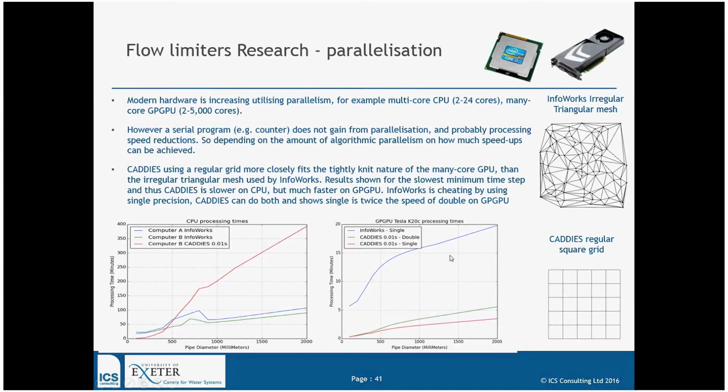Where if we go onto the GPU, we're actually using the same slowest time step much quicker than InfoWorks. This is because we're using a regular mesh, which is basically better suited to the many thousands of cores on a GPU. InfoWorks is also using single precision floating point on the GPU, which is kind of cheating because it makes it go twice as fast. And we can show this here with us using double or single precision.